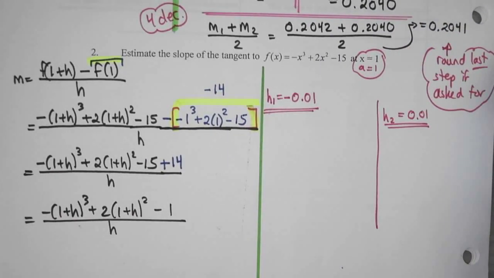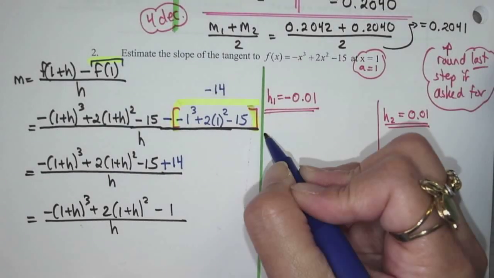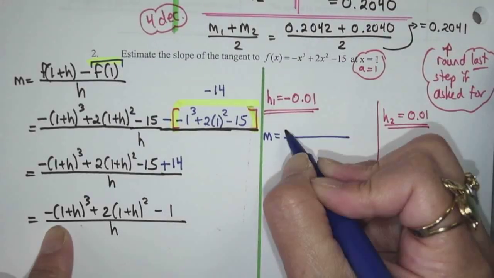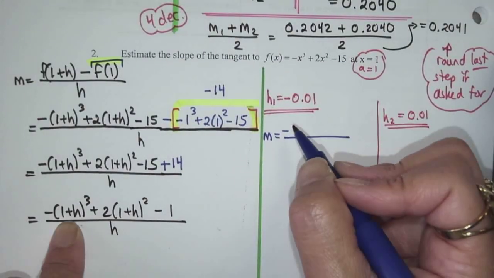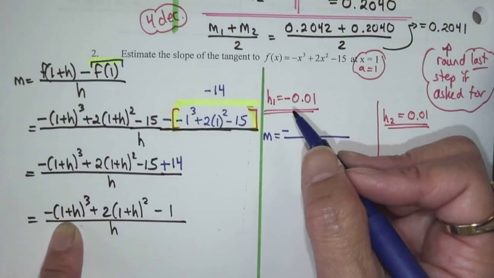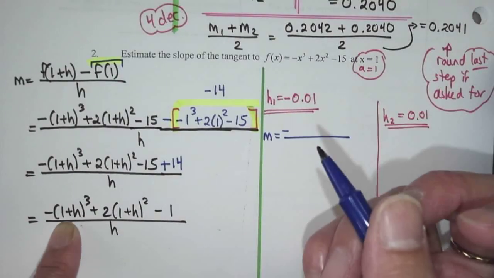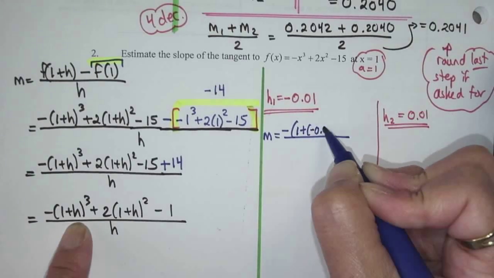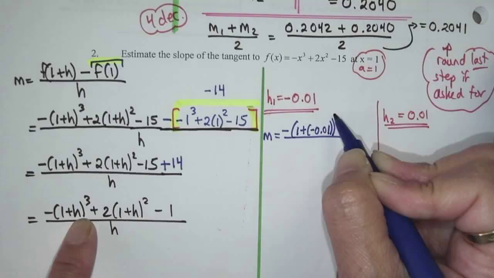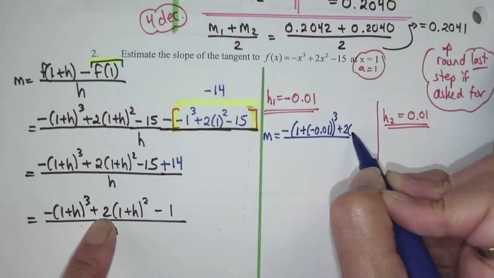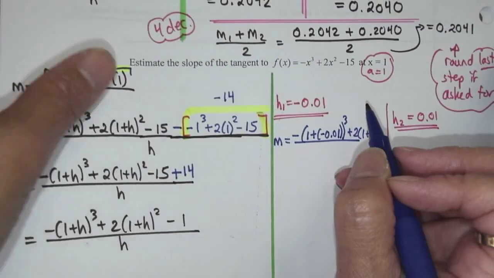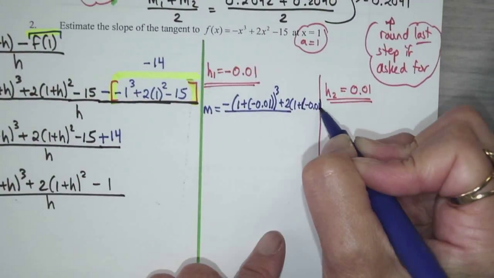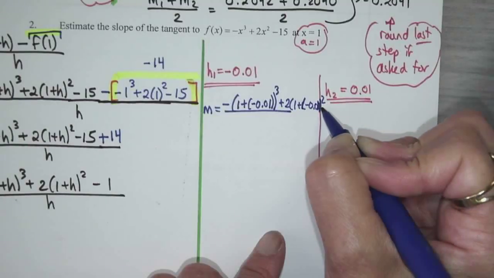Okay, and we're just going to go right ahead and start to calculate. So this will be M equals, and I'll go negative. And again, if you want, you can do 1 plus the negative 0.01 all at once and put 0.99 there, or you can show it. So 1 plus negative 0.01 cubed plus 1 plus, I'm going to run out of room, negative 0.01 squared minus 1.